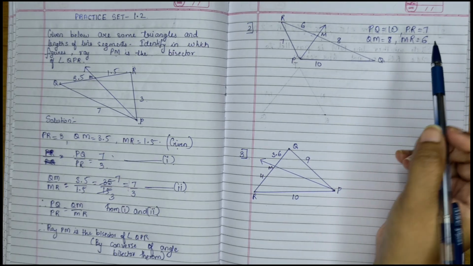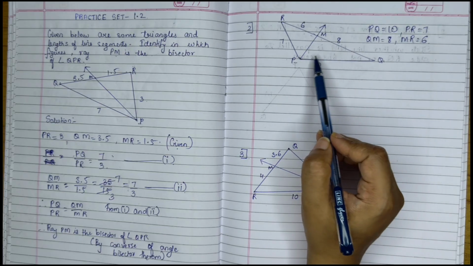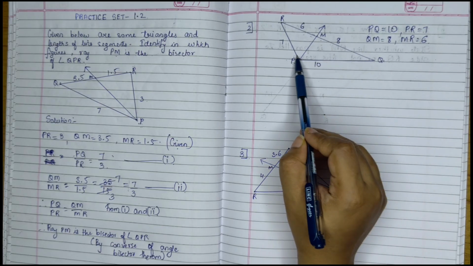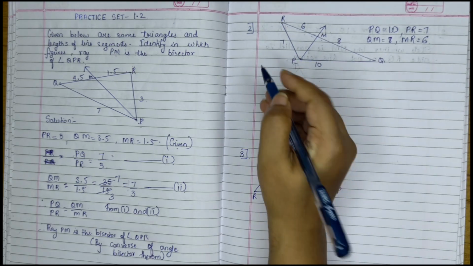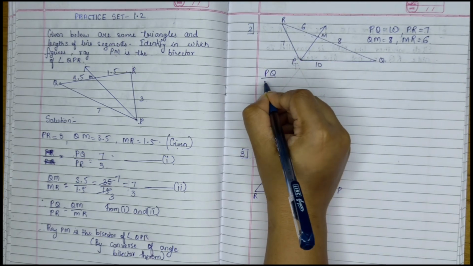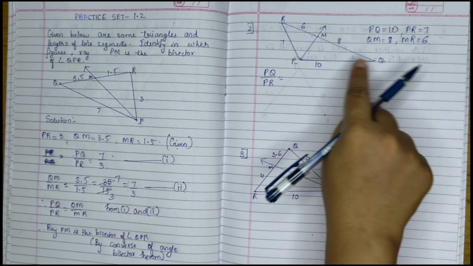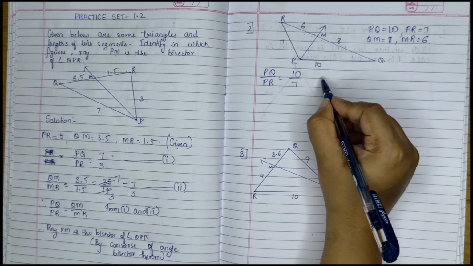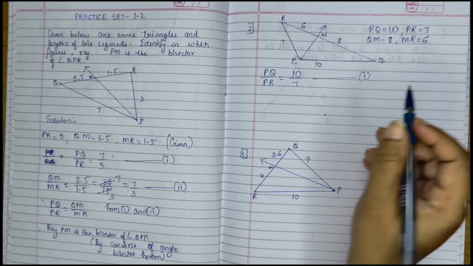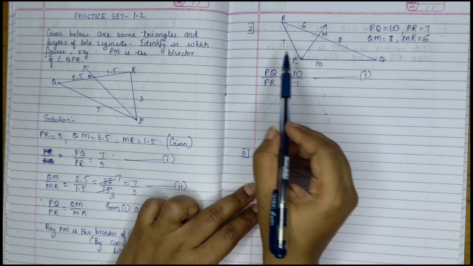Okay, so now what we will do is we will take these two sides. We will take the ratio of these two sides, that is PQ upon PR. Okay, PQ upon PR is equal to, what is PQ and PR given? PQ is 10 and PR is 7. 10 and 7. Suppose this is your first one.